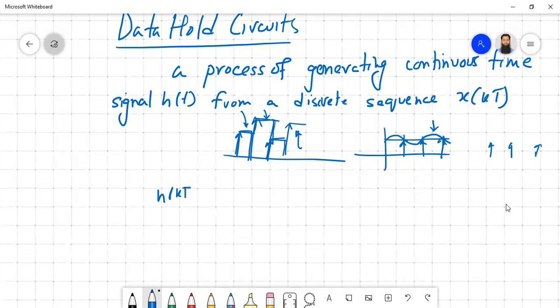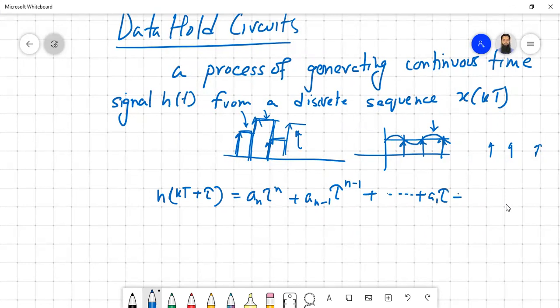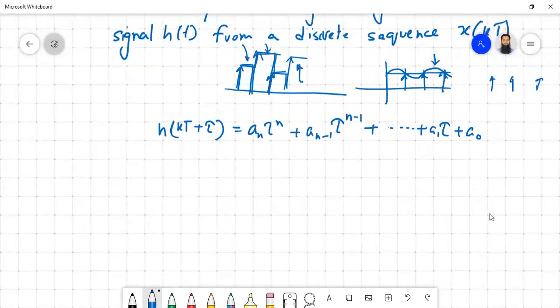h(t) is from the kT sample to the next sample, that is (k+1)T. How can we figure this out? It equals a_N tau^N. The Nth order polynomial is just a general equation, but as we are going to see, we don't use many of the terms; rather we just take N equal to 0 and 1 in most cases. It goes on to a_1 tau plus a_0.